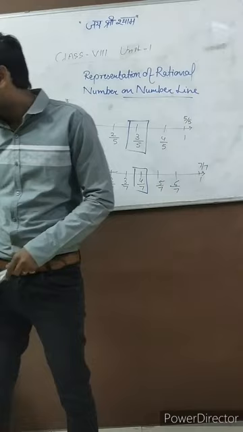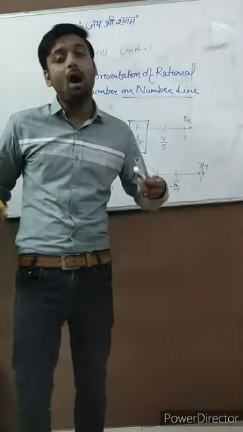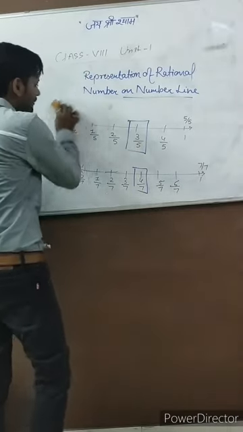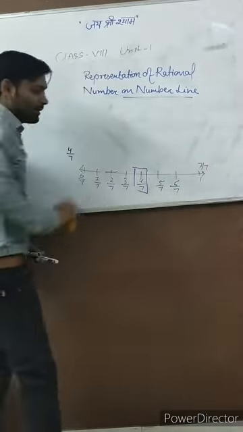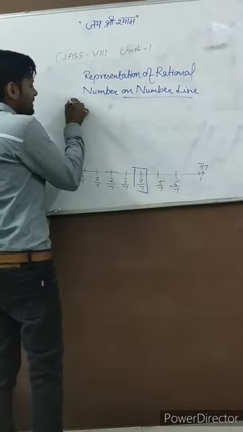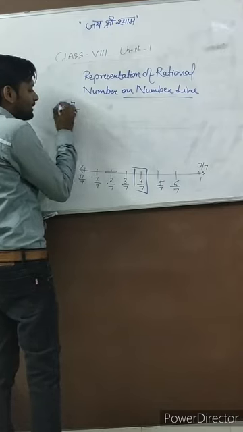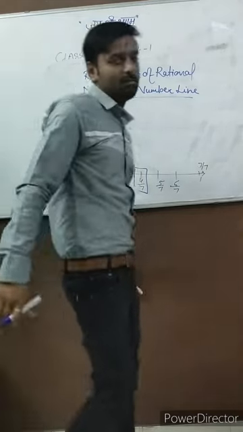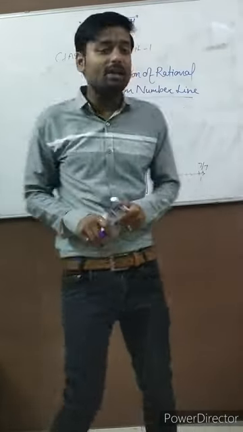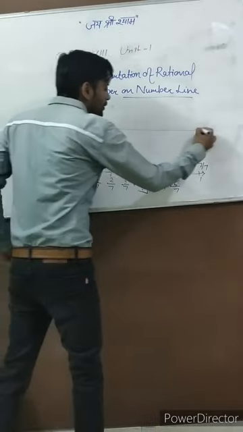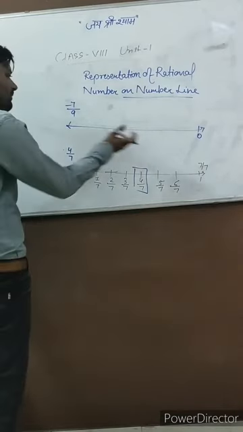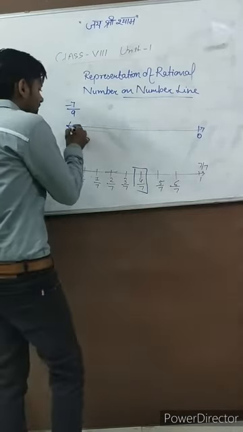The question arises in the mind of some students how we have to represent a negative rational number. If we want to represent a negative rational number, like minus 7 divided by 9, first we have to check that it is a negative rational number. So from 0 we move to the left side, and to the right side we go to 1.